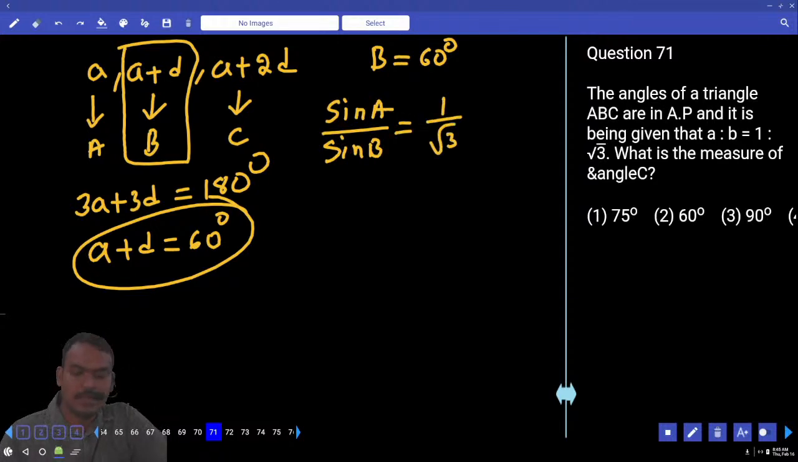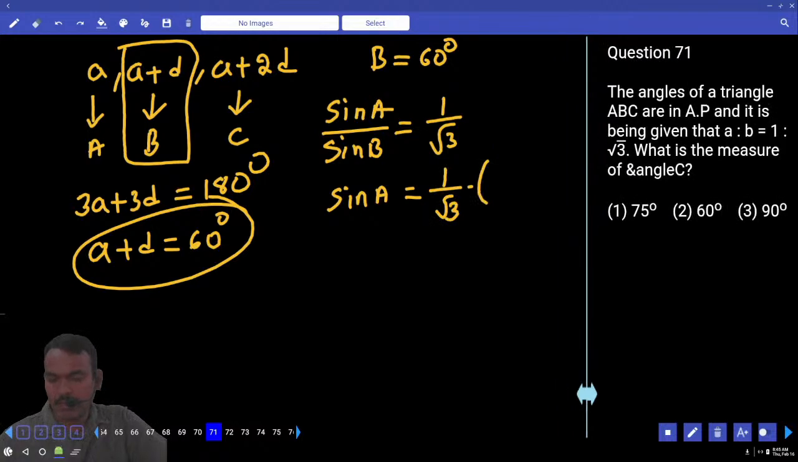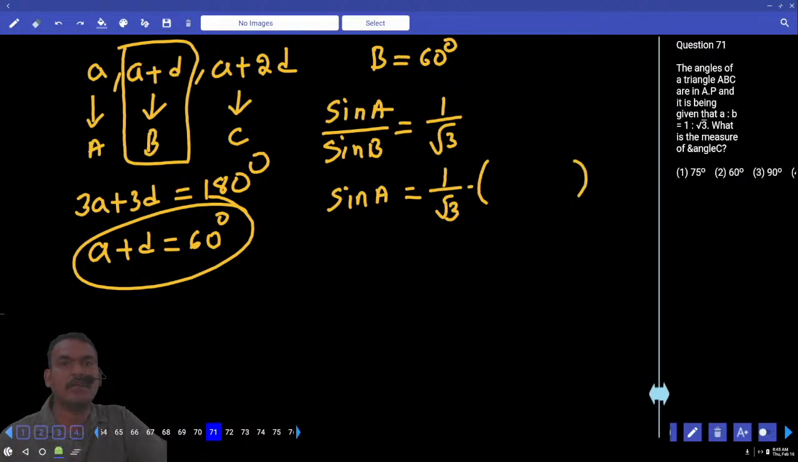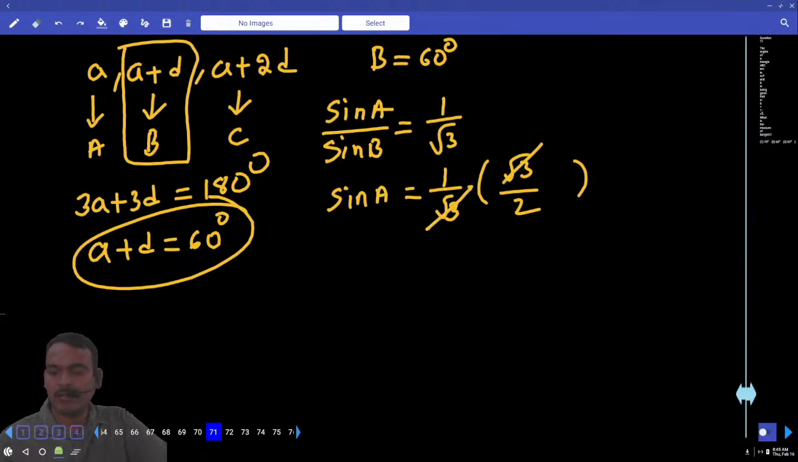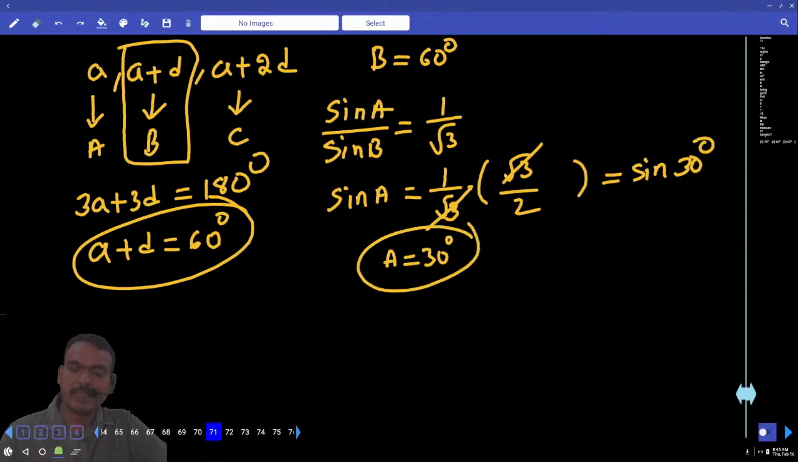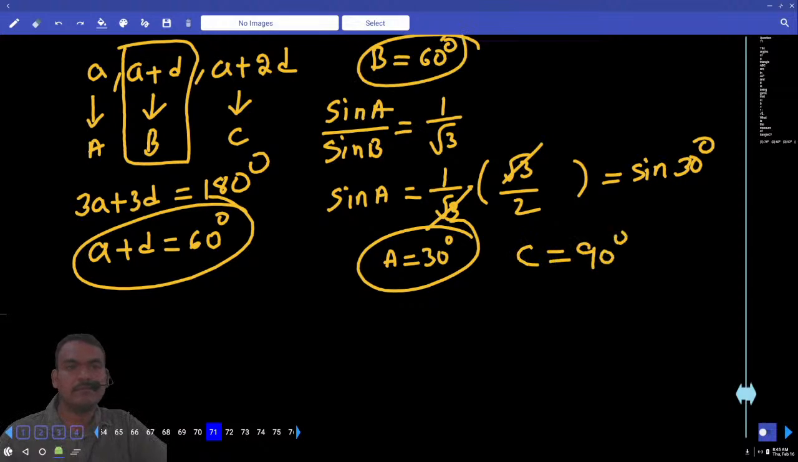1/√3 or not? Sin A equal to 1/√3 into sin B or not? What is the sin B value? Sin 60 or not? Sin 60 means √3/2. √3 cancel or not? What is the remaining value? 1/2 or not? 1/2 means it is sin of which one? 30 or not? Sin A 30 means A value is 30 degrees or not? A 30, B 60. Obviously C value 90 or not?